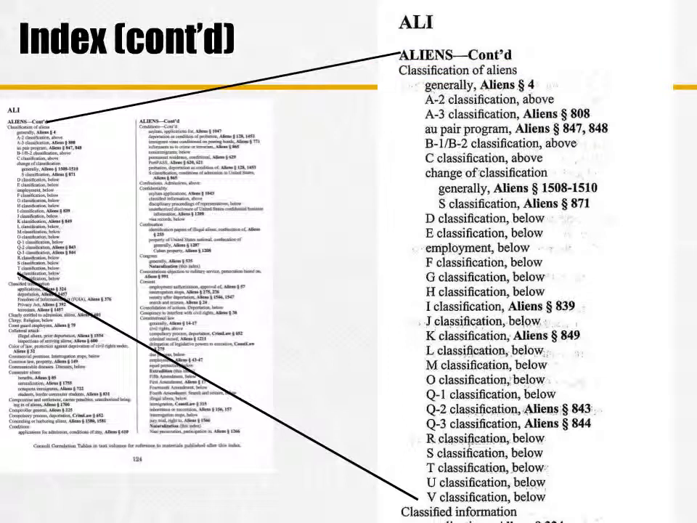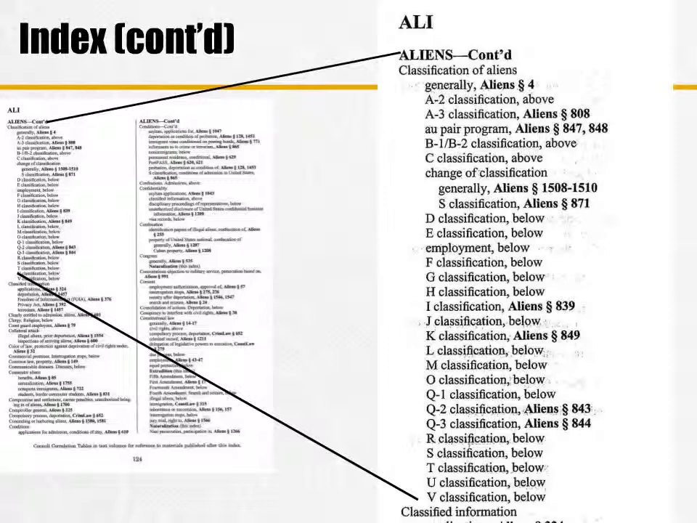As you can tell from the index, there are several different classifications noted largely by letters of the alphabet. Note that some of the sub-issues listed here give a bolded reference, while some of them say below or above. The bolded reference, here an aliens followed by a section number, is telling you to go to that topic in the encyclopedia and find that section in that volume.